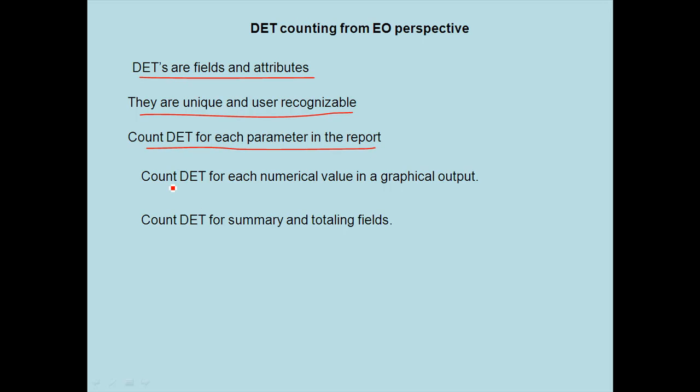You need to count each numerical value in the graphical output as a DET. For example, if you have a graph in which you are showing some kind of percentage or some kind of value, then you need to count that as a DET. You need to count all the totaling and summary functions in EO as a DET. For example, if you have a report which shows the sales per customer, and then finally there is a running total, then you need to count that total as one DET.